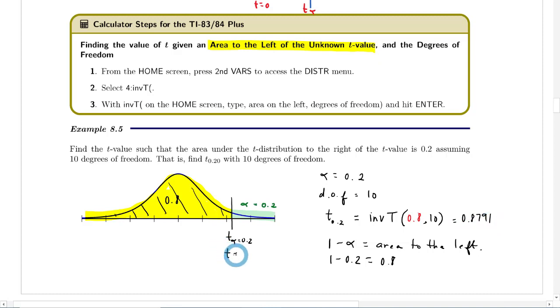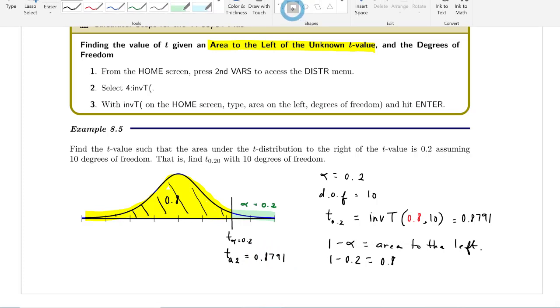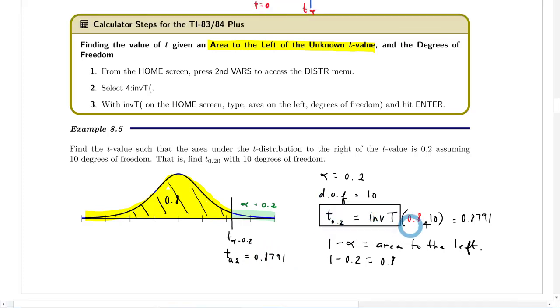So this t value, with 10 degrees of freedom and an area alpha equal to 0.2, is 0.8791. So we're just going to go ahead and always use the calculator. In the homework, you'll also have to use this calculator feature, so make sure you mark it.